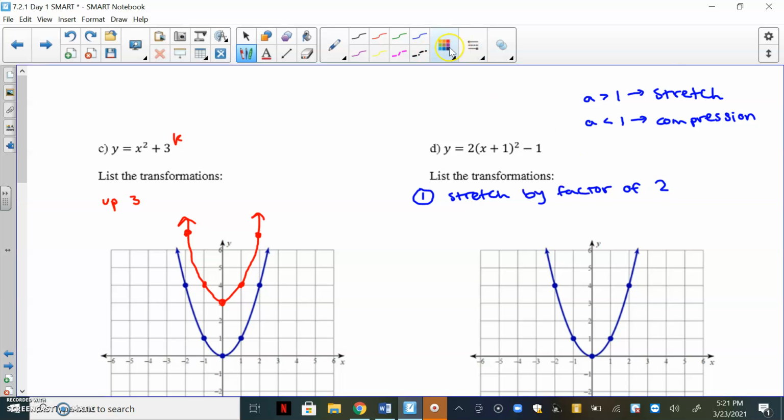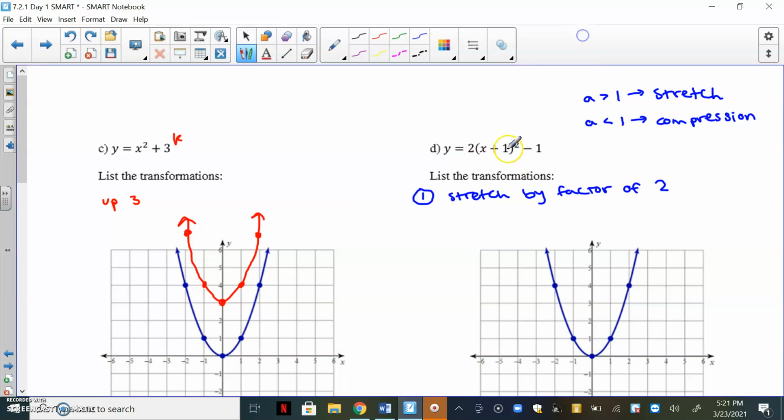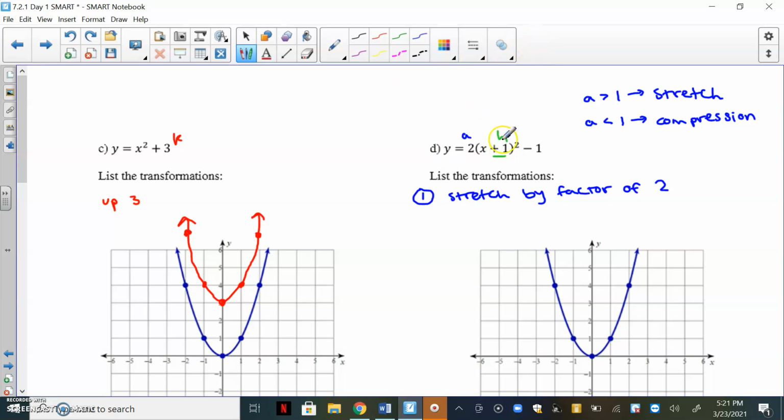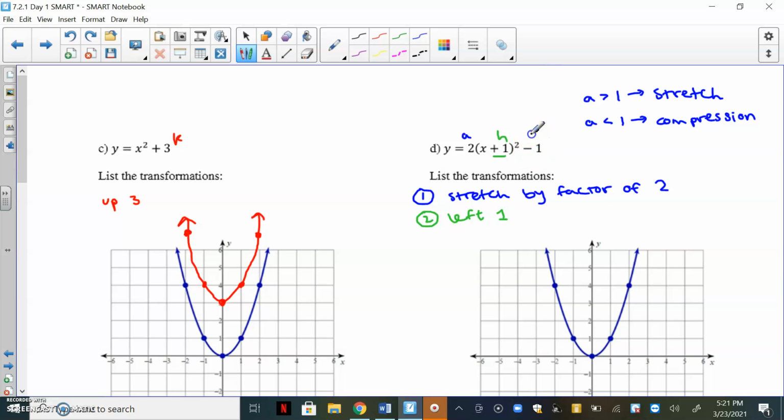All right, next in line we have this plus 1 in the parentheses. That's going to be an h. And h is responsible for horizontal movement and its opposite. So plus 1 in the parentheses indicates that we are moving to the left by 1. And finally, we have a minus 1 on the outside, that's our k, and that tells us that we are going to move down by 1.